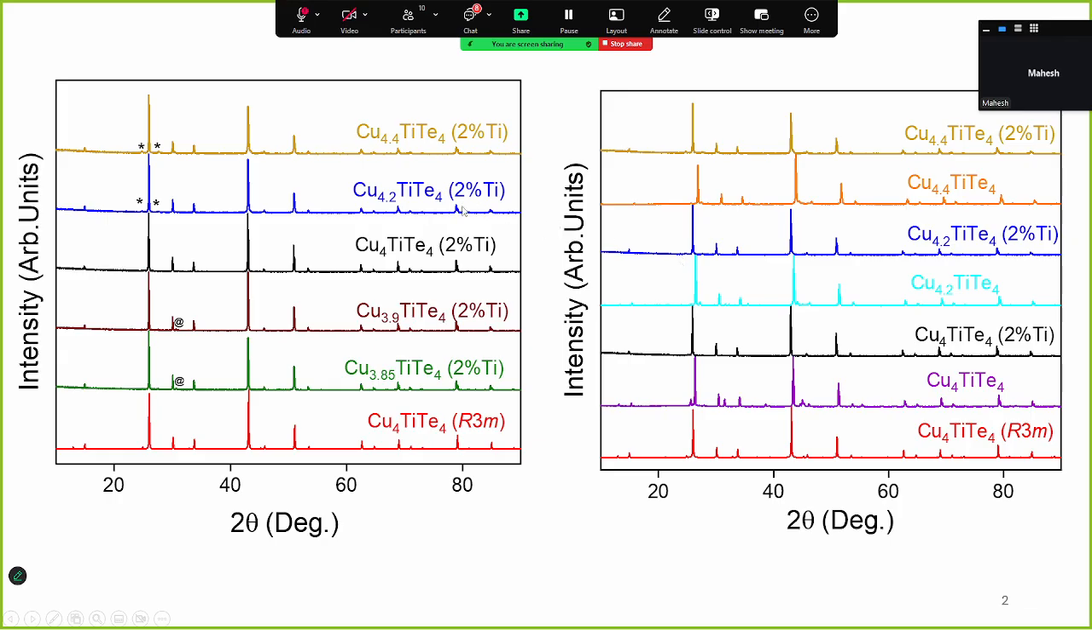Do you have it without 2% of titanium? Do you have the copper vacancy? How does the sample look? The XRD? There is one with copper 4, and copper 3.85, right? Do you have the parent compound without? No, but I can try. But I think there should be some impurity or more impurity. But I can try.